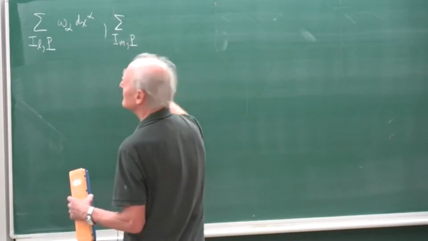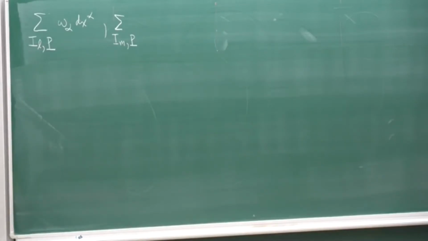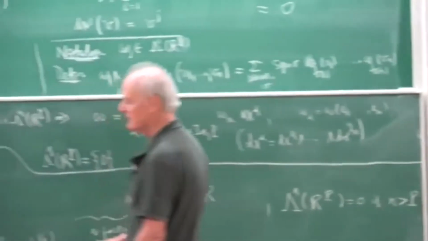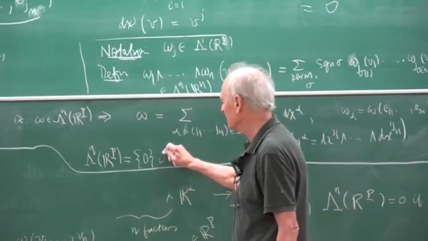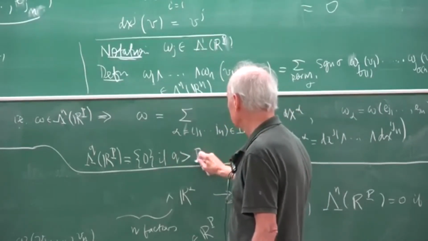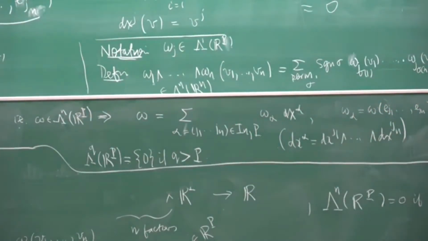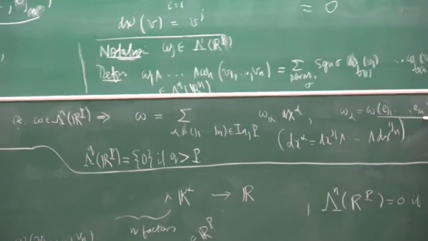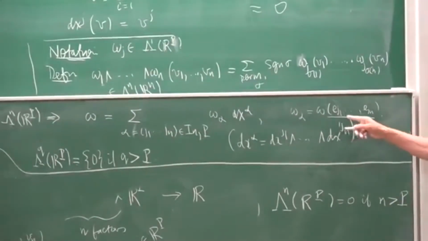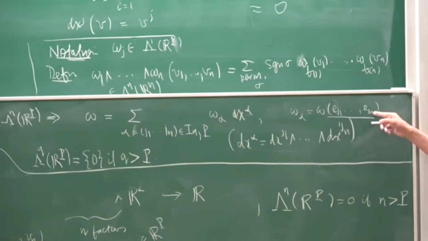I(M,p). Oh, by the way, let's go back to this point that I made before. Notice that it is clear now that Λq(Rp) is trivially equal to 0. It's just the 0 element if q is bigger than p, because there has to be one repetition in this wedge. And there has to be one repetition here. Doesn't matter how you arrange the sum, there always has to be at least one repetition in this coefficient, which makes all the coefficients 0.